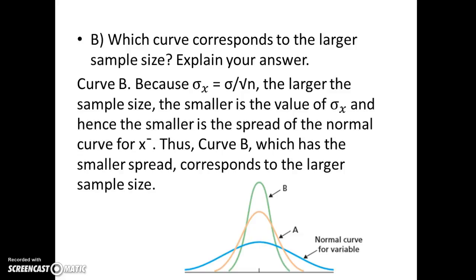Which curve corresponds to the larger sample size? It's definitely sample B. Why? Because we know that the standard deviation for the sample equals the standard deviation of the population over the square root of the sample size. So when you make n a bigger number, you will get a smaller number for the standard deviation of the sample. If the standard deviation is small, it means that it is less spread. So it doesn't look flat, it looks sharp, like we see in B. That's why B has a larger sample size.